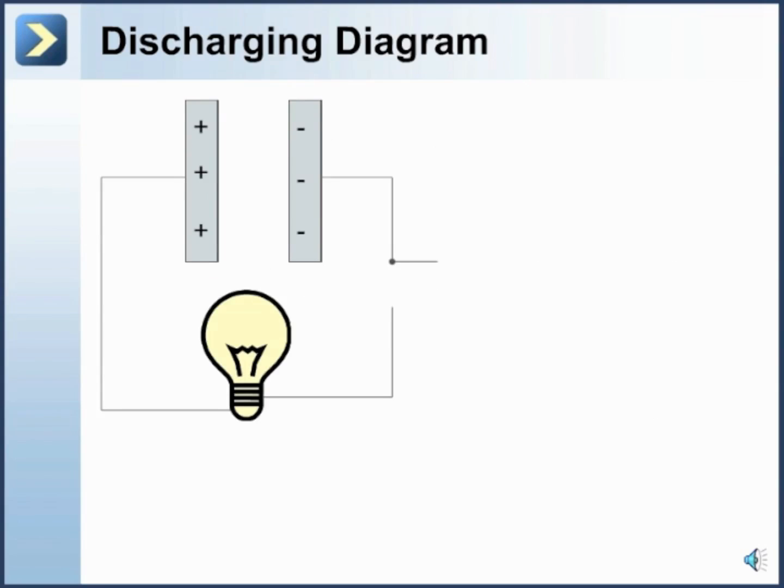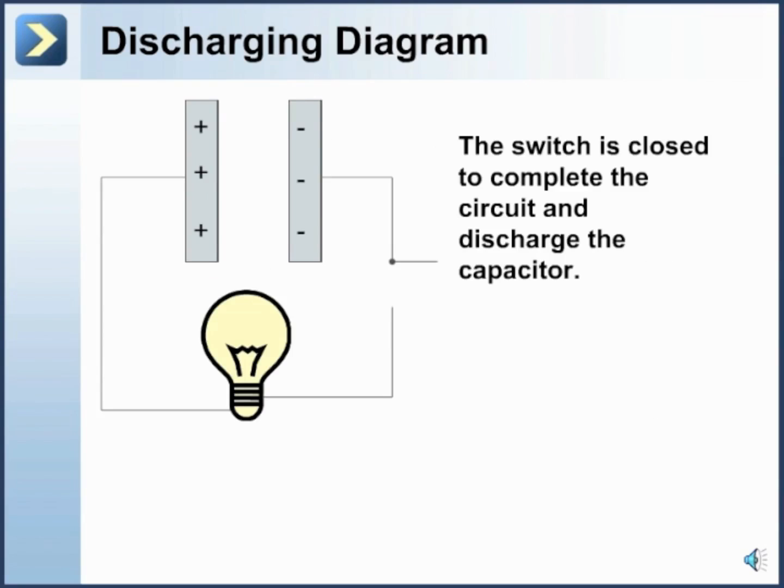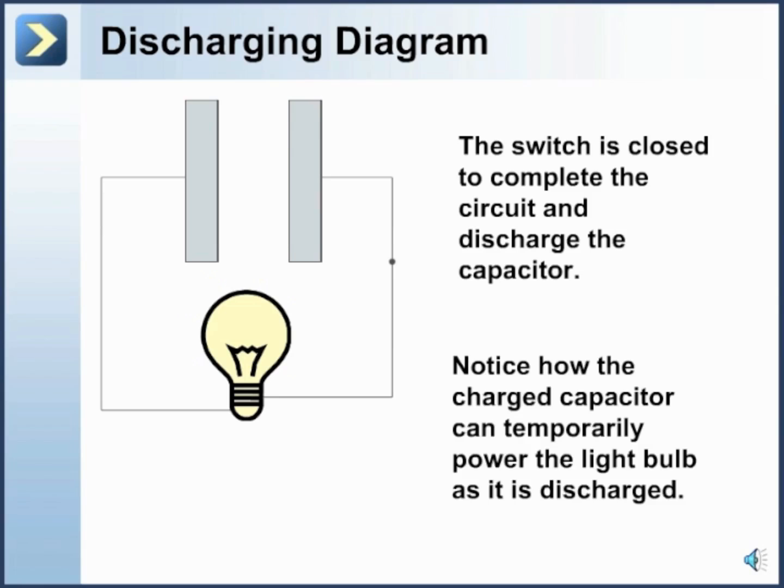So here's a diagram that shows discharging. Let's say we're going to close the switch of an already charged capacitor. We disconnected it from the battery. Now we're going to switch it so that it can temporarily power this light bulb. Okay, so we've got the circuit here. We close the switch, and when we do that, the electrons start flowing through the circuit, powering the light bulb, from the negatively charged plate to the positively charged plate until all the charge has been used up. Notice how the charged capacitor can temporarily power the light bulb as it is discharged.